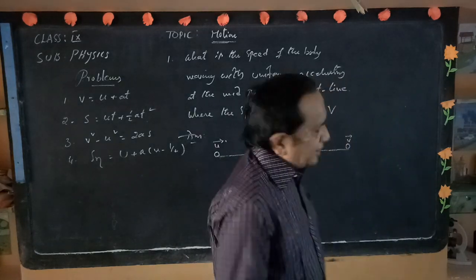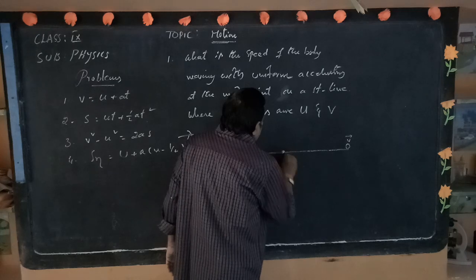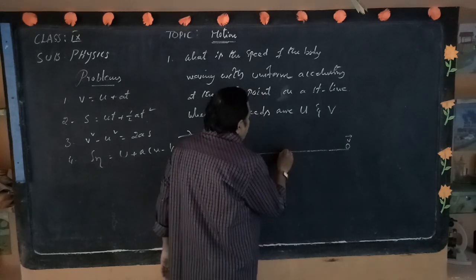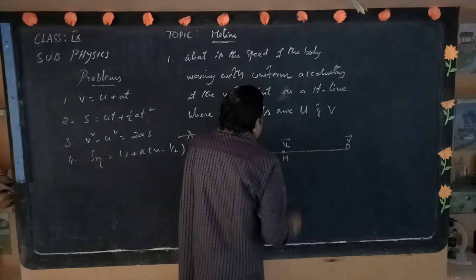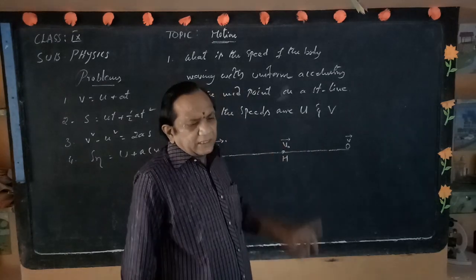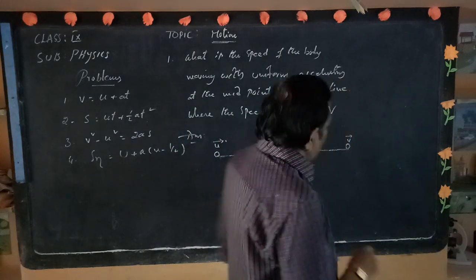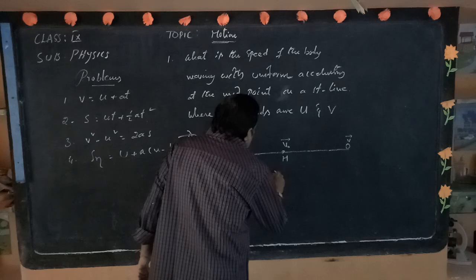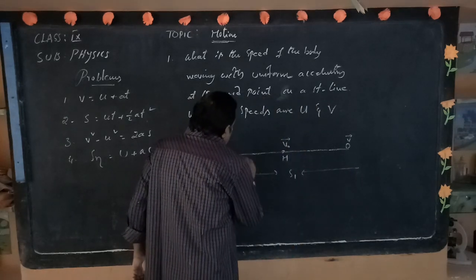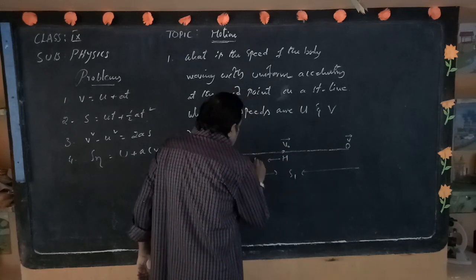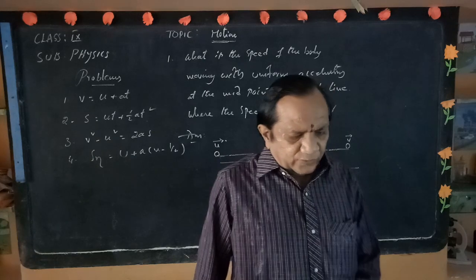Now we have to calculate the velocity at the midpoint. This is the midpoint. At this midpoint, what is its velocity? Let v0 be considered. This v0 value, how much will it be? That you have to calculate. Here, the total distance covered will be taken as S1. From the midpoint, the distance will be taken as S2.